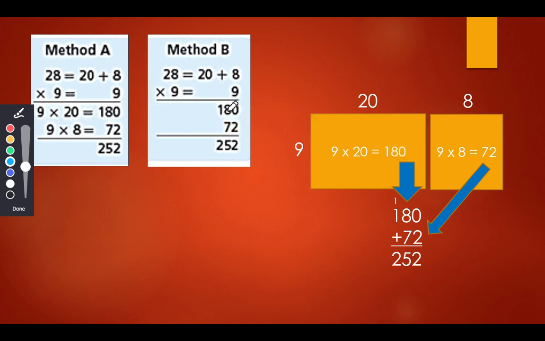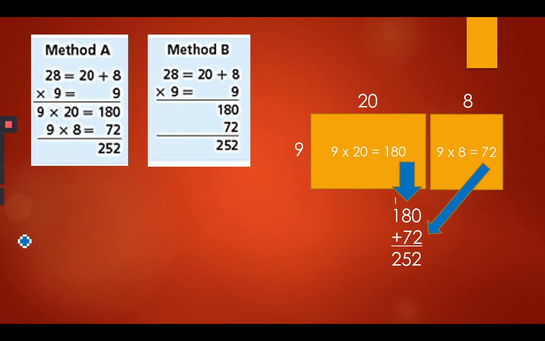And then I'm going to do my 9 times 8, but I didn't write it down. I just did 9 times 8. And on this side, I can do 9 times 8, and it equals 72. And then I'm going to do the same thing with my addition. I'm just going to add my partial products and find my total product, which is, again, 252. So the difference between my method A and my method B is that I'm doing a little bit of mental math. I'm remembering that I'm doing this and I'm doing this without writing it down.